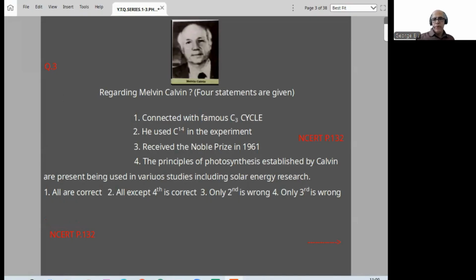In the question paper, this photograph will not be there, but this is all a practice test for you. So it will be convenient for you to memorize. That is why I put that photo.